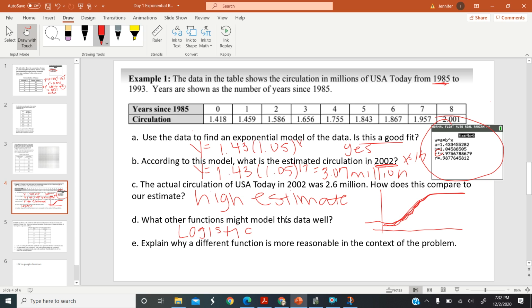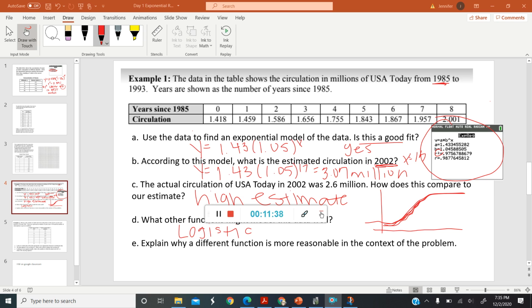And then, why is that more reasonable in the context of this problem? It can't keep being sold forever. It's going to level off at some point. You're not going to have more circulation of USA Today than you have people in the USA. So that's why it makes more sense to use something like a logistic model.